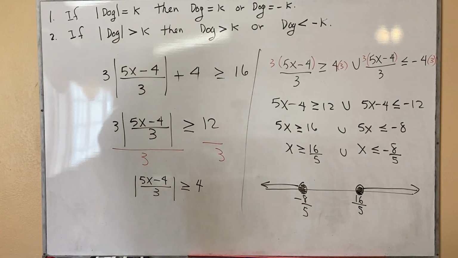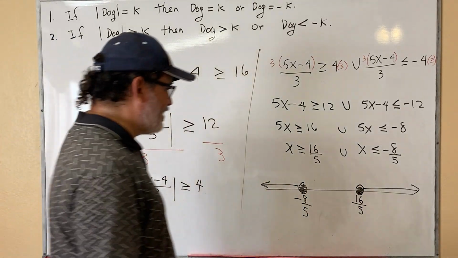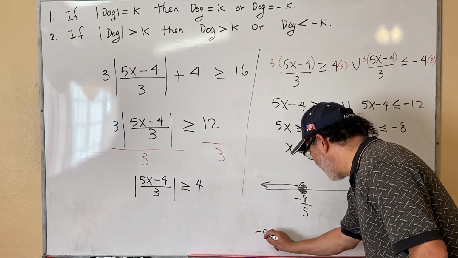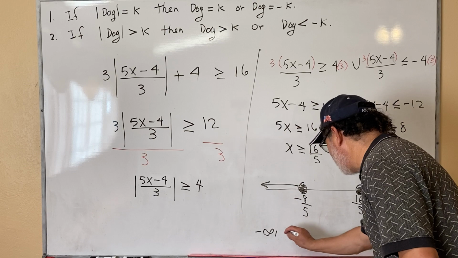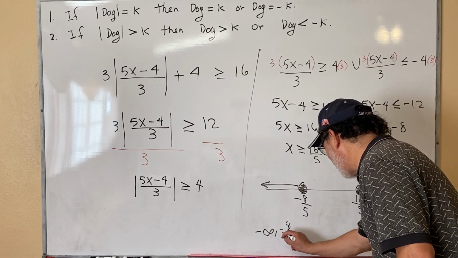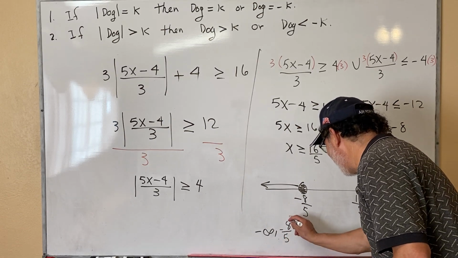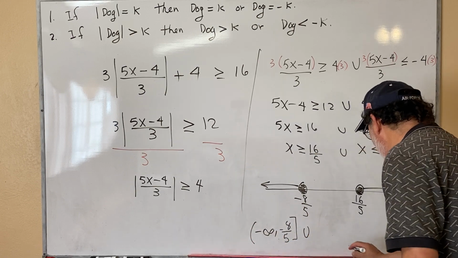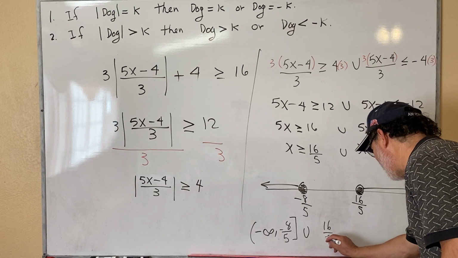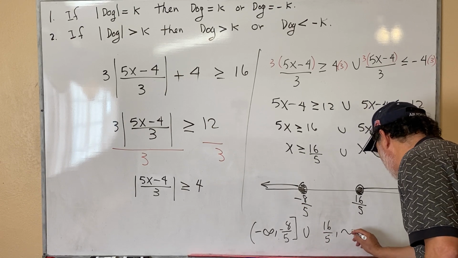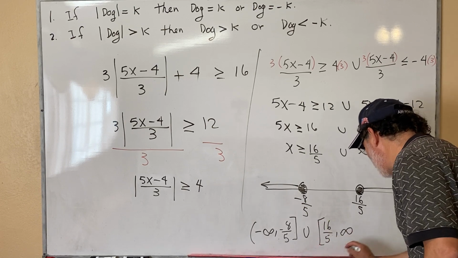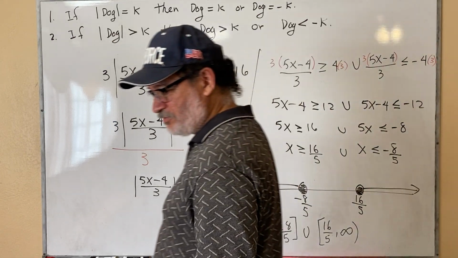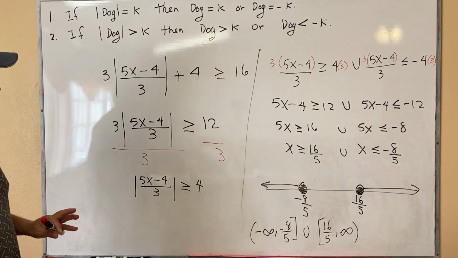That's the solution. If you want to give it in interval notation, from negative infinity all the way up to negative 8 over 5, excluding, or from 16 over 5 all the way to positive infinity, excluding. All right, very good.